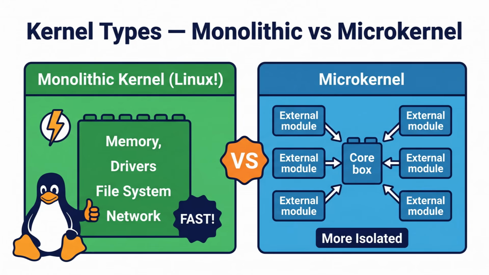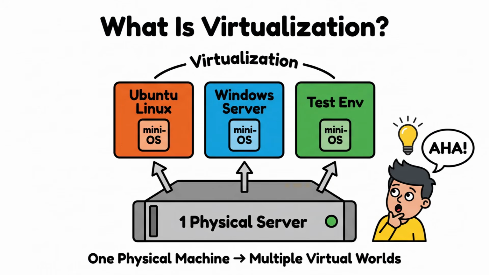Quick sidebar, there are different types of kernels. Linux uses what's called a monolithic kernel. Everything is packed into one big, powerful unit running in kernel space. Then there's a microkernel design, where only the basics stay in the kernel and everything else is pushed out to user space. Linux chose monolithic because it's faster, less switching between modes. Cool, right? Okay, now let's shift gears to virtualization.